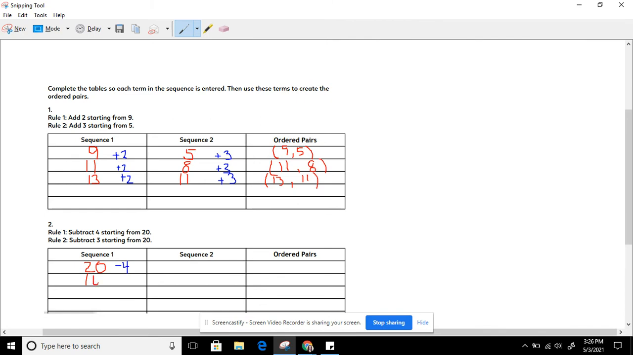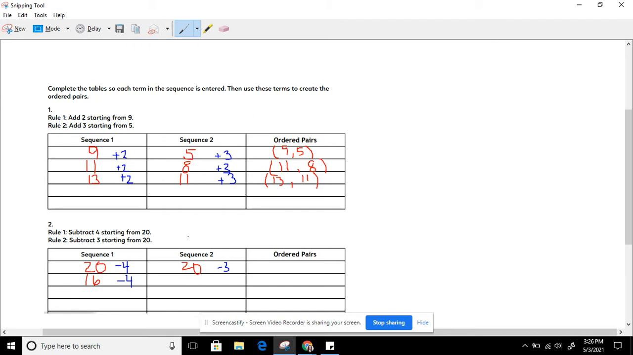Okay, and I'll let you finish the chart for number 2. You're going to follow that same rule. So then you're going to be at 16, and where you're going to subtract 4. For sequence 2, you're subtracting 3 starting from 20. So you're going to start with 20 again. But for sequence 2, we're following rule 2, which is subtracting 3.